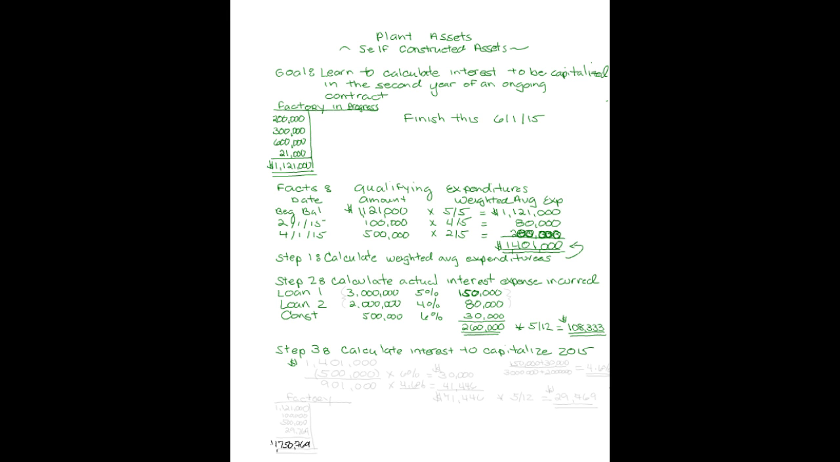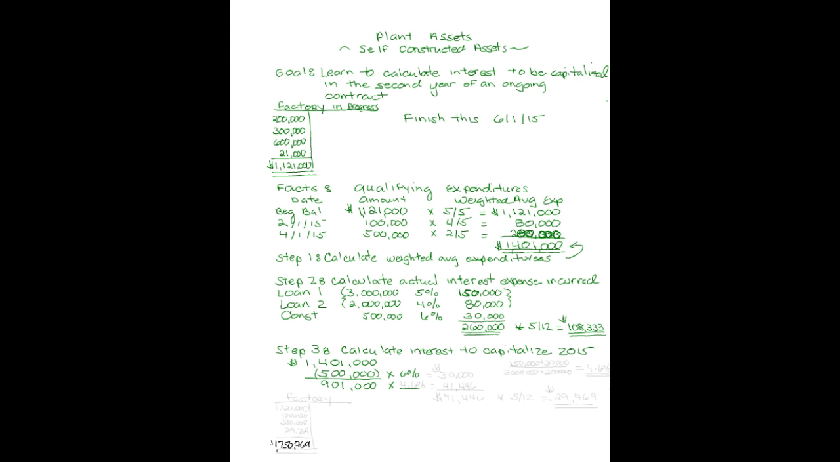Let's start with the accumulated weighted average expenditures, which are $1,401,000. The first $500,000 of that is going to be at 6%. But that leaves a big chunk to be at a different rate. $901,000. What is the rate that we'll use for that? Well, we have a loan at 5%, and we have a loan at 4%. So we know it's going to be a combination of the two. And we know there's more at 5% than there's more at 4%. So logic should tell us we're going to be closer to 5%. Can you figure out how to calculate that?